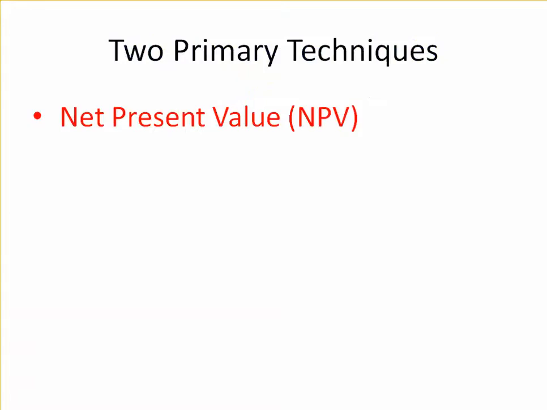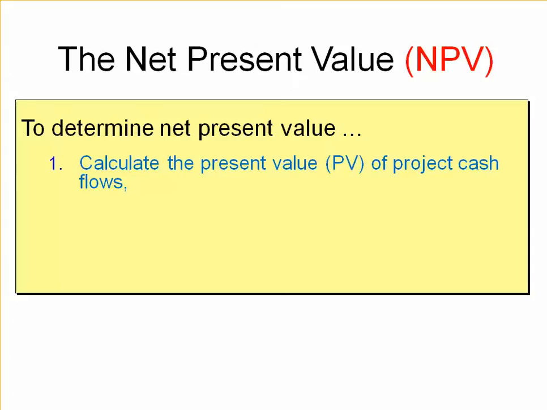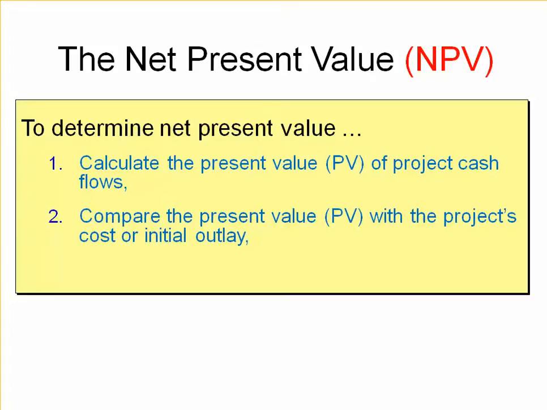Again, our two primary techniques for evaluating capital budgeting projects are our net present value technique and our internal rate of return. We're going to begin by taking a look at our net present value technique. To calculate a project's net present value, the first thing we do is calculate the present value of the project's operating cash flows. The second thing we do then is compare the present value of a project's operating cash flows with the project's initial cost or initial outlay at time zero.